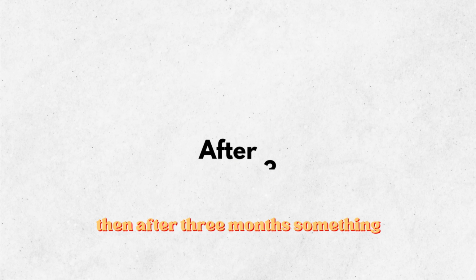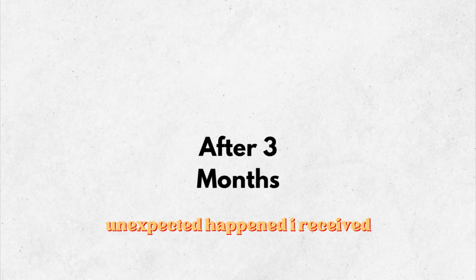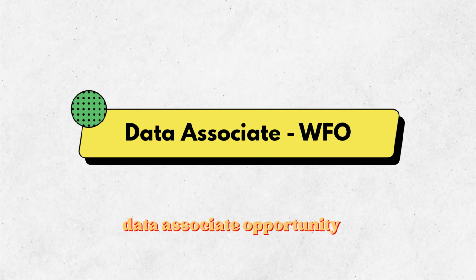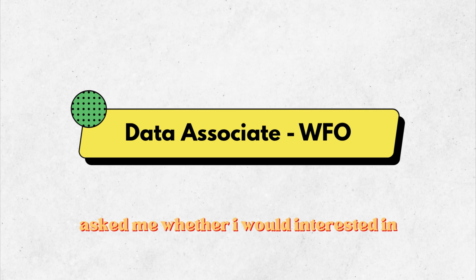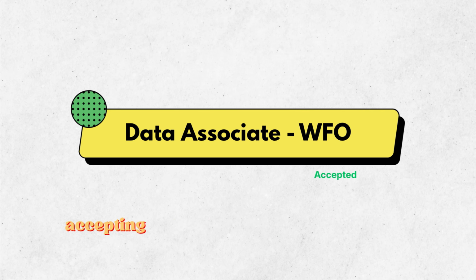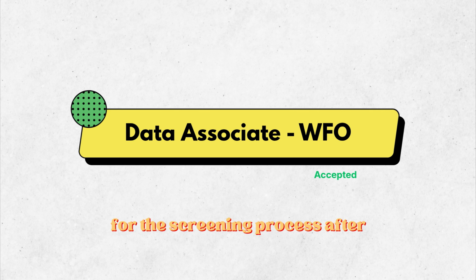Then after 3 months, something unexpected happened. I received an email from Amazon, but the email was not about the Go AI role that I originally applied for. Instead, Amazon was offering me another data associate opportunity. It was a 6 months work from office role. They asked me whether I was interested in proceeding with this opportunity, and obviously I accepted it. After accepting the opportunity, I was shortlisted for the screening process.